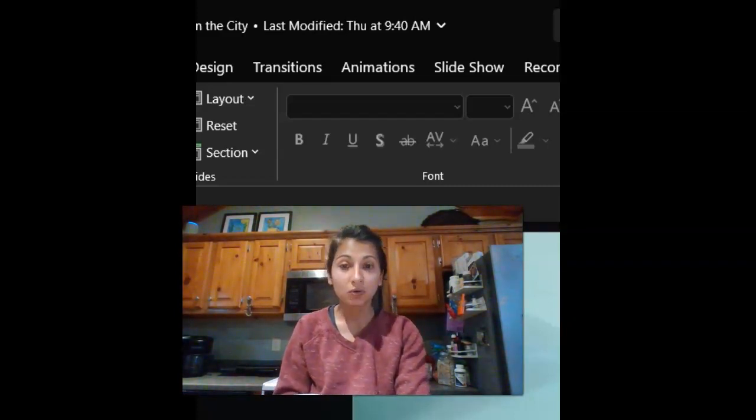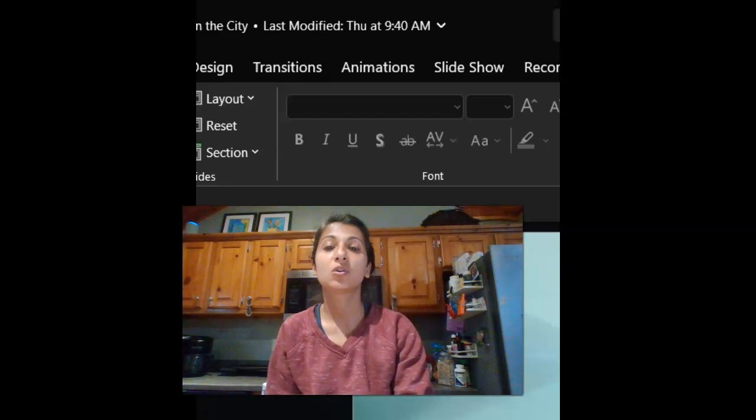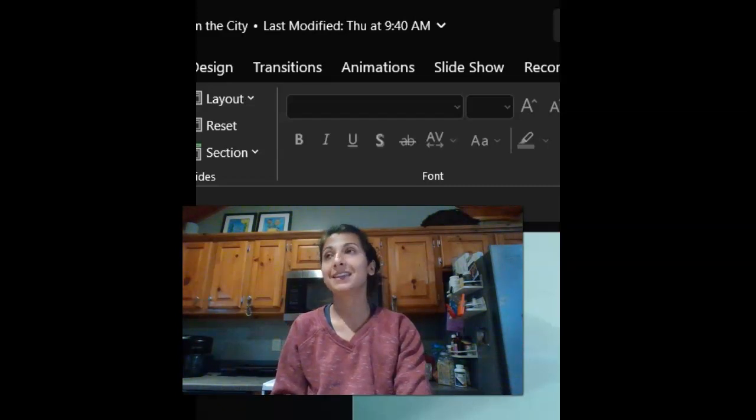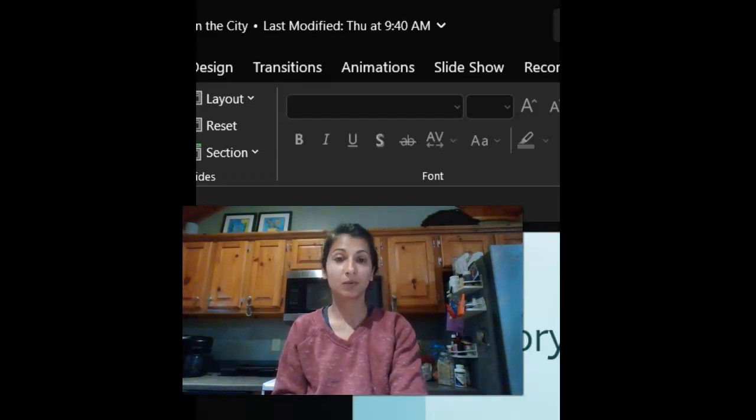ELAGSE1RL2. Retell stories, including key details, and demonstrate understanding of the central message or lesson. Students will create a storyboard with illustrations about the text of the story. Beginning, middle, and the end of the story will be represented here. This is the storyboard. What's the story about? The main ideas, detail 1, 2, and 3. I got this from Teachers Pay Teachers, and I linked it right there.